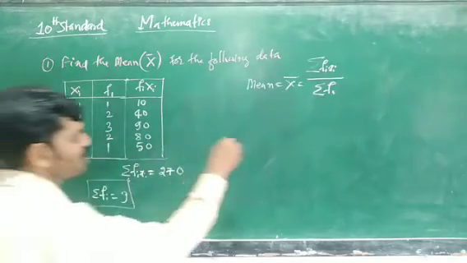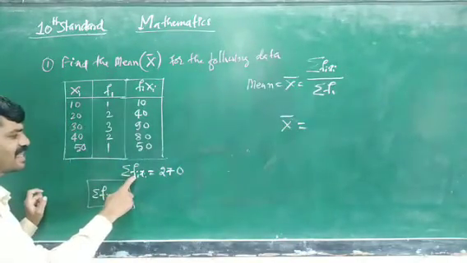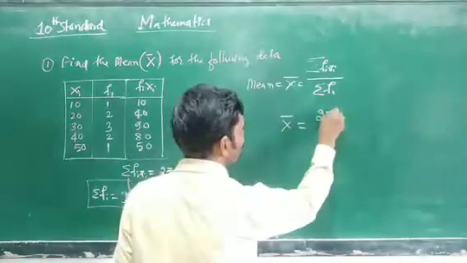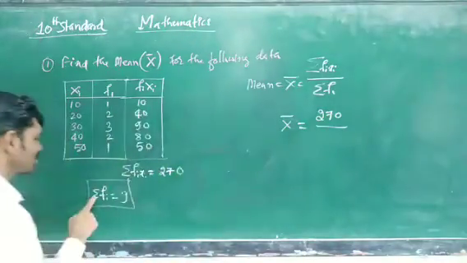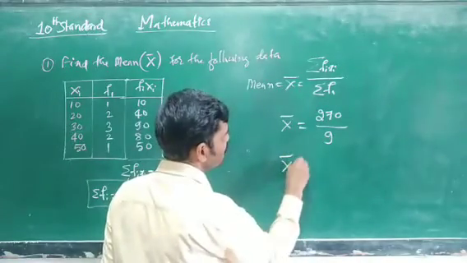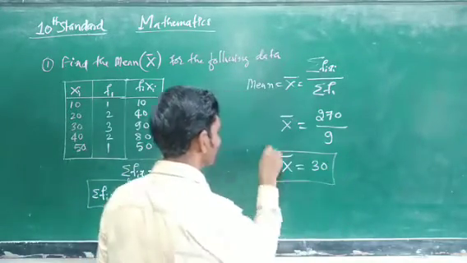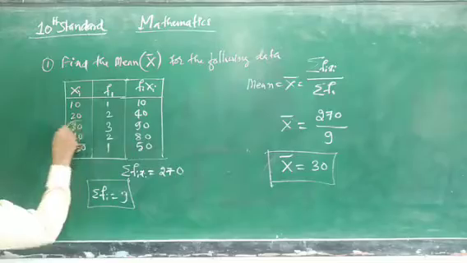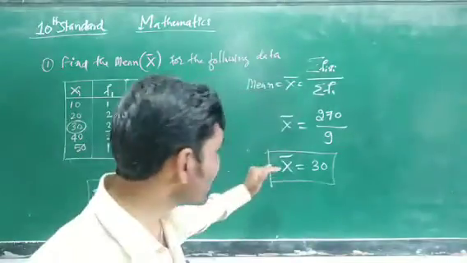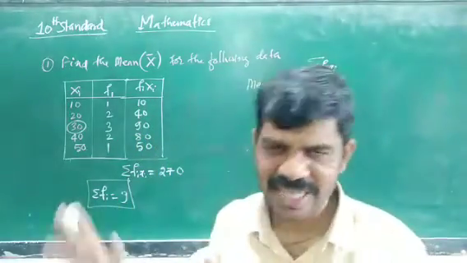So in the formula we have to apply this. X bar is equal to summation of fi xi, which is 270, divided by summation of fi, that is 9. So x bar is equal to 30. So 30 is the mean of this data.